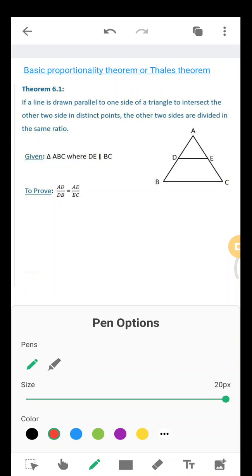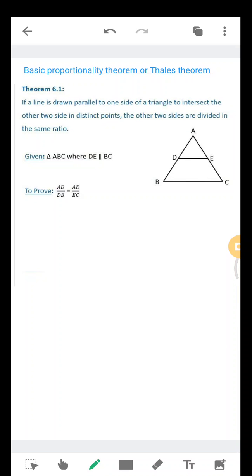In the last session, we have seen the basic proportionality theorem. Hope you all were clear with that. In that theorem, we saw that if a line is drawn parallel to one side of a triangle to intersect the other two sides in distinct points, so we drew a line DE parallel to BC, and we proved that AD by DB is equal to AE by EC. We proved that the other two sides are divided in the same ratio.